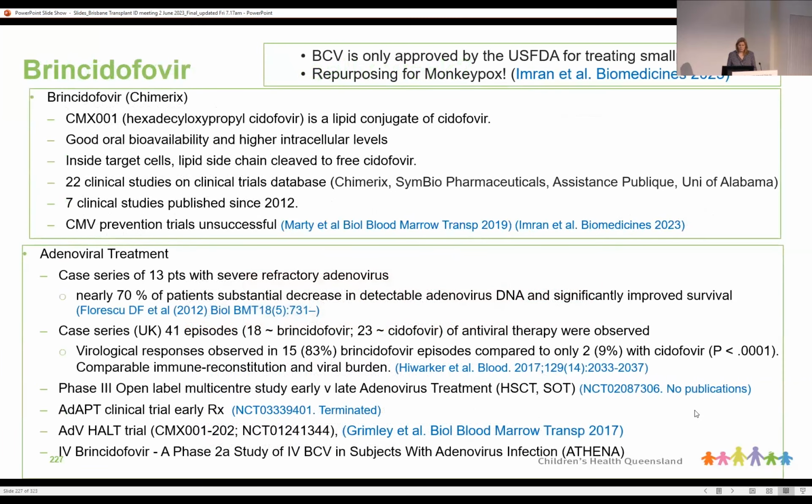Brincidofovir, those of you who have had the option of using it until we can't guess anymore, does, however, interestingly, have not only case series behind it, but some trials. There have been a few trials, many of which have not managed to reach publication. So there are 22 trials that have been registered on the registry and about 7 published trials or studies.